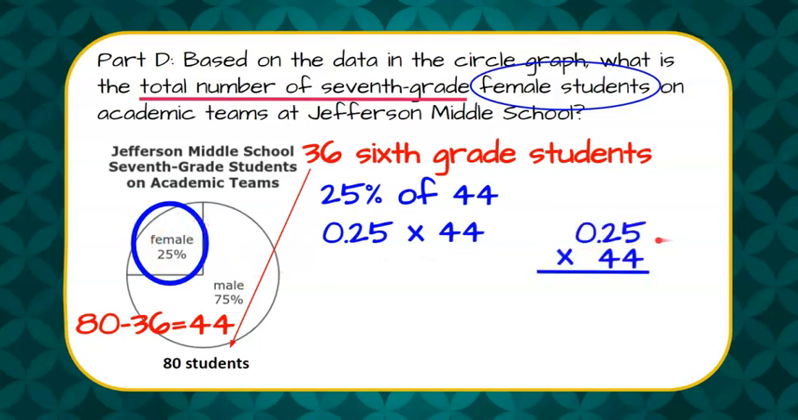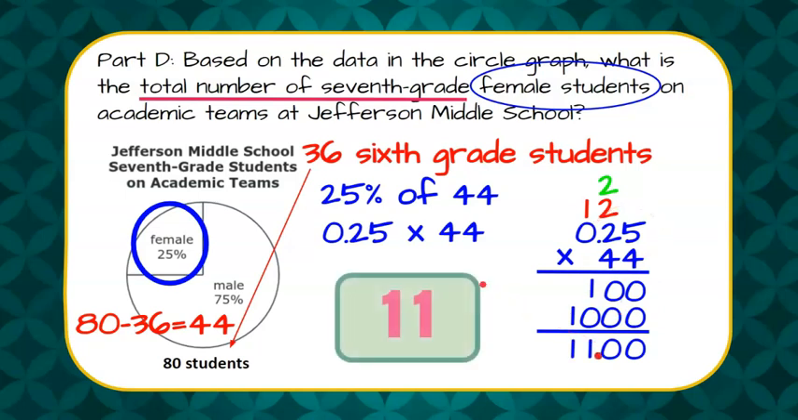So we're going to multiply 5 times 4, 0, carry the 2. 4 times 2 is 8, plus 2 is 10, carry the 1. 4 times 0 is 0, plus 1 is 1, and then we're going to multiply that all over again. So bring down the 0, and then you're going to have 100. Add, and we get 1100. We need 2 decimal places, so we get 11. So now we can identify that 11 of the 7th grade students are female.